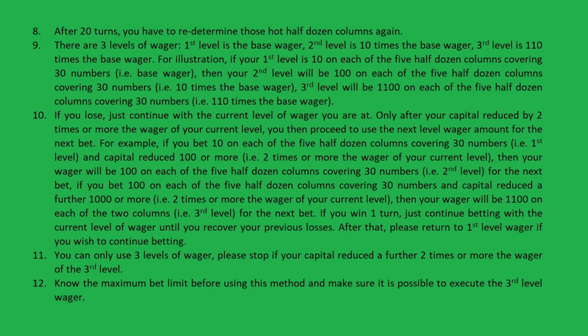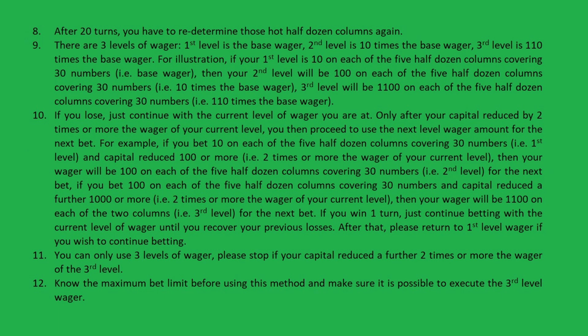For example, if you bet 10 on each of the 5 half dozen columns covering 30 numbers, i.e. first level, and capital reduced 100 or more, i.e. 2 times or more the wager of your current level, then your wager will be 100 on each of the 5 half dozen columns covering 30 numbers, i.e. second level, for the next bet.